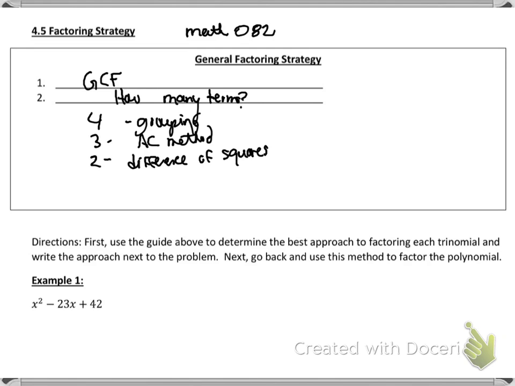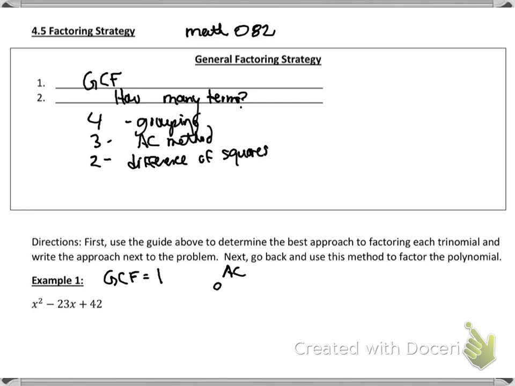So let's start with this first example. The first thing I look for is a GCF. And remember, you can always pause this video and try to solve the problem before I get there, and then continue watching or skip through till you see the answer and see if you're right. That's a really good way to watch these videos, especially when they're review topics. In this case, the GCF is 1, so we move on to ask how many terms. It clearly has 3 terms, so we're going to use the AC method.